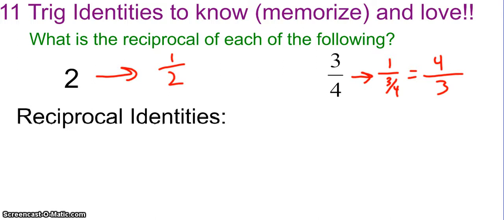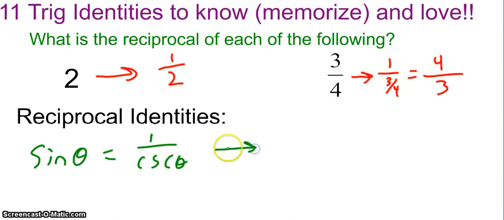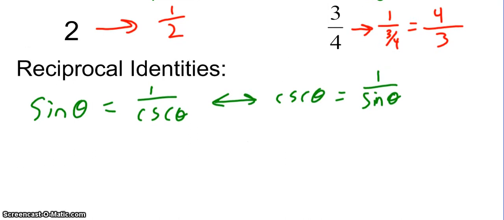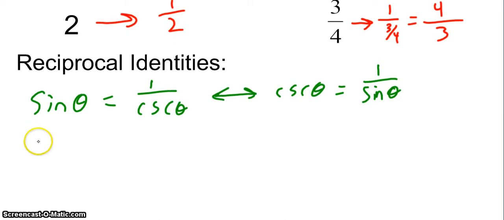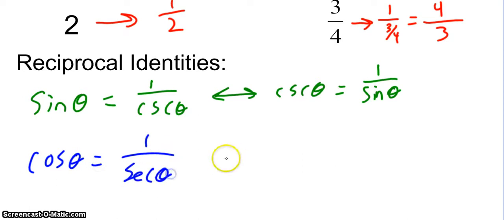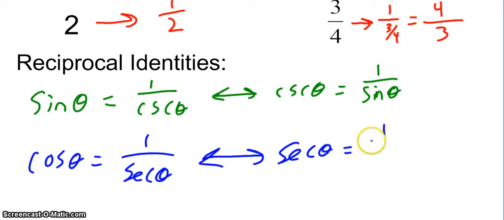So our reciprocal identities, we've already talked about this, which trig functions are reciprocals of each other. So first, I have sine of theta is 1 over the cosecant of theta, which therefore tells me that cosecant of theta is also 1 over sine of theta, right? If one is true, the other has to be true. Yeah, crazy. And cosine of theta is 1 over the secant of theta, if and only if the secant of theta is 1 over the cosine of theta.